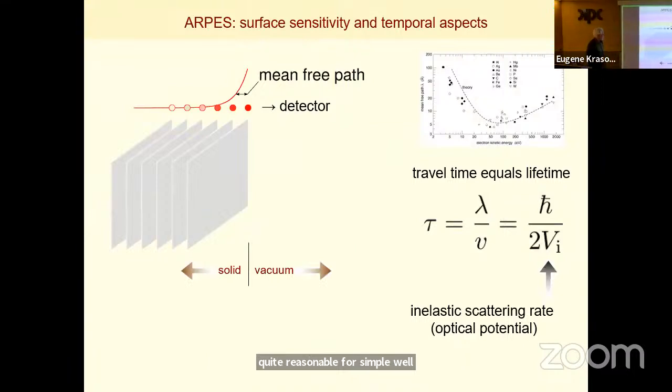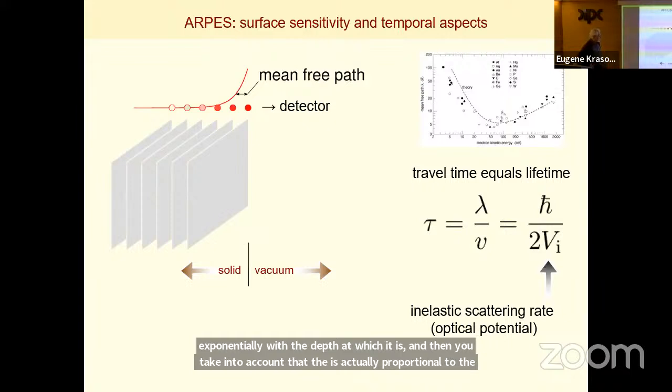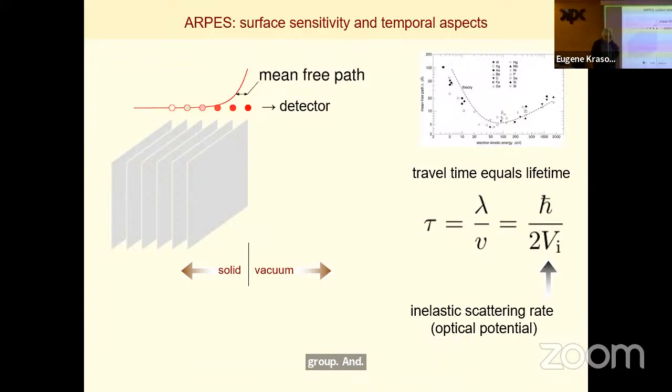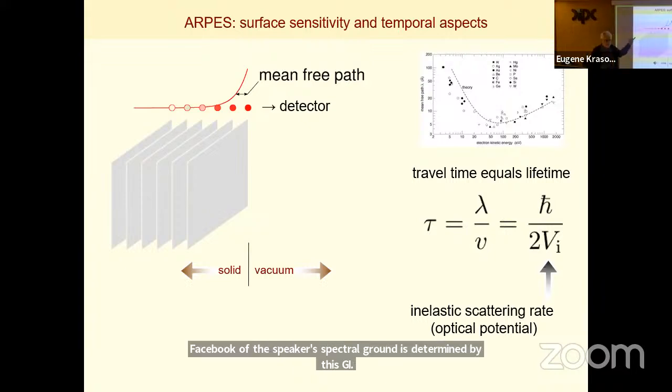Well, then, if you develop this consideration and take into account that the probability for the electron to be detected decreases exponentially with the depth at which it is created, and that the mean free path is proportional to the group velocity, with the coefficient tau, the lifetime, which is inversely proportional to the so-called inelastic scattering rate, then you arrive at a simple formula: the phase shift of the streaking spectrogram is determined by this V_I, the inelastic scattering rate, which in quantum mechanics participates in the Hamiltonian as the imaginary part of the crystal potential.